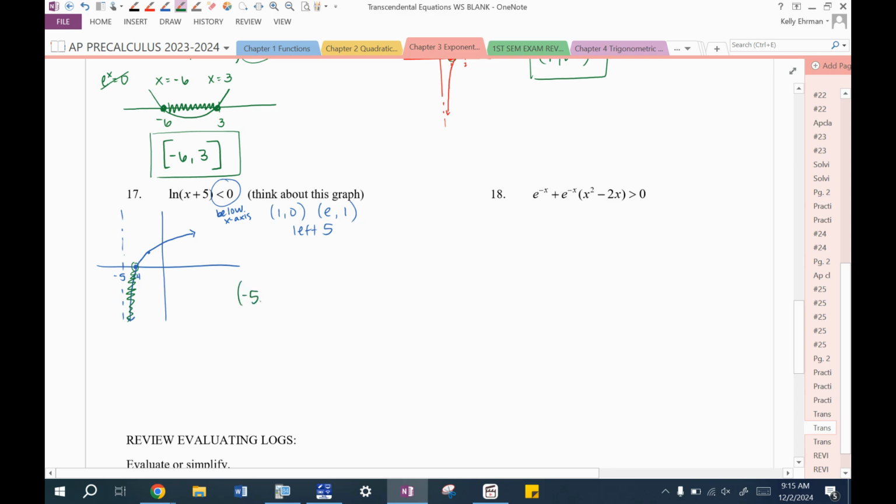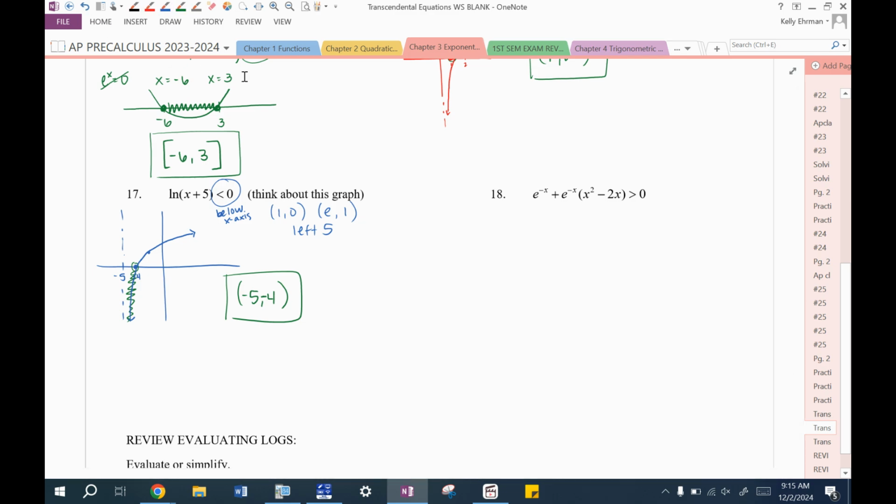And what are the x values that are on that chunk of the graph? X values between negative 5 and negative 4. And I'm not including those endpoints because negative 5 is a vertical asymptote, and negative 4 would be where the graph is equal to 0, and this just says less than.